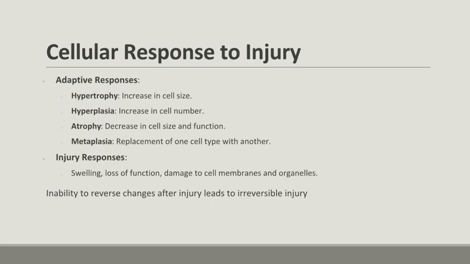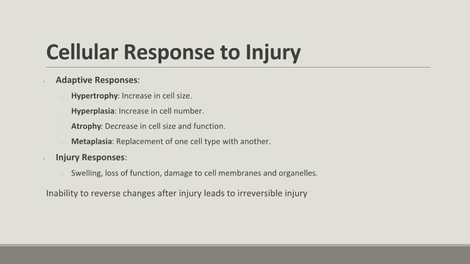Cellular response to injury. Adaptive responses. When a cell faces stress, it might adapt in various ways to survive. Hypertrophy. The cell increases in size to meet higher demands. Hyperplasia. There's an increase in cell number in response to stress. Atrophy. The cell shrinks due to decreased function or supply of nutrients. Metaplasia. One cell type replaces another as a form of adaptation.